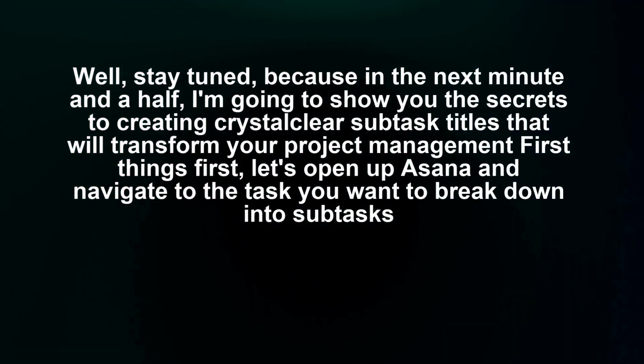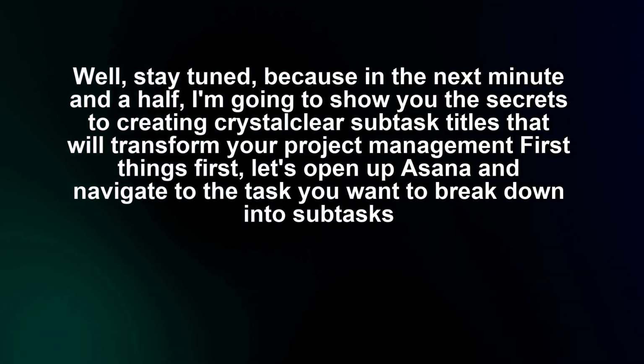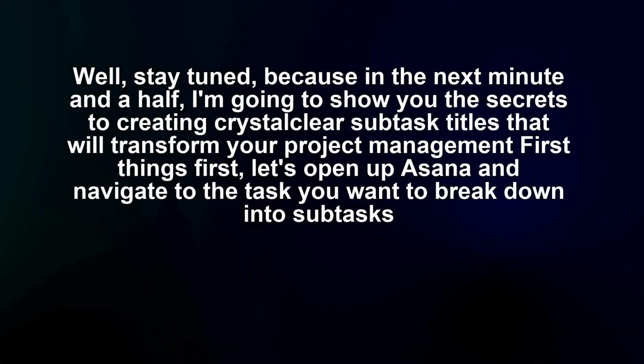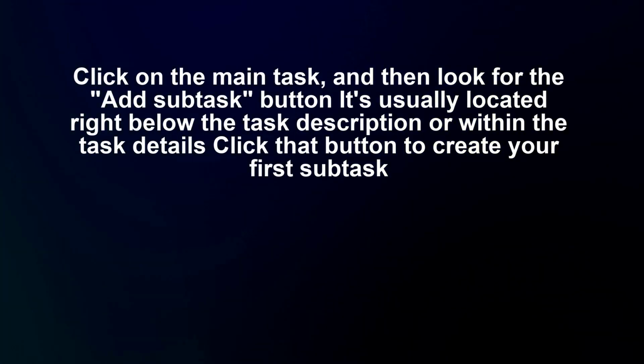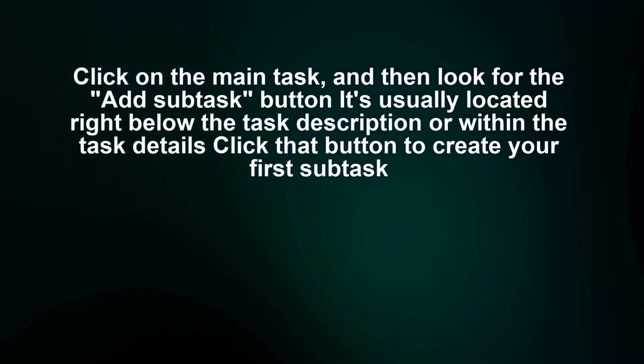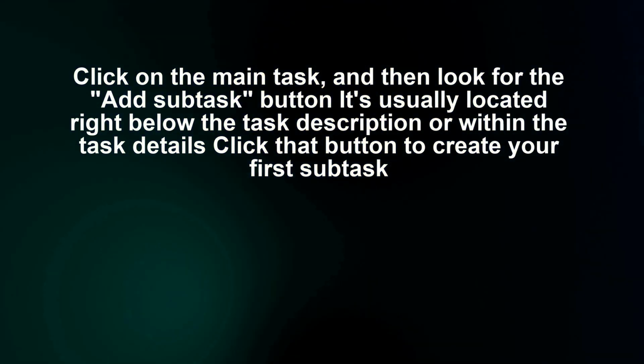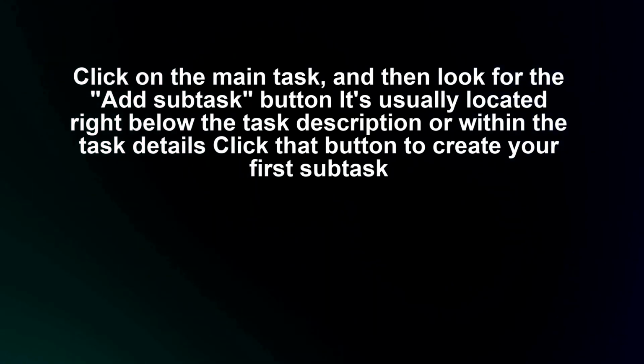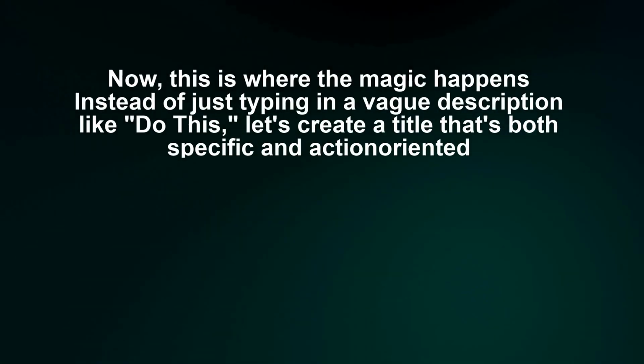First things first. Let's open up Asana and navigate to the task you want to break down into subtasks. Click on the main task, and then look for the Add Subtask button. It's usually located right below the task description or within the task details. Click that button to create your first subtask. Now, this is where the magic happens.